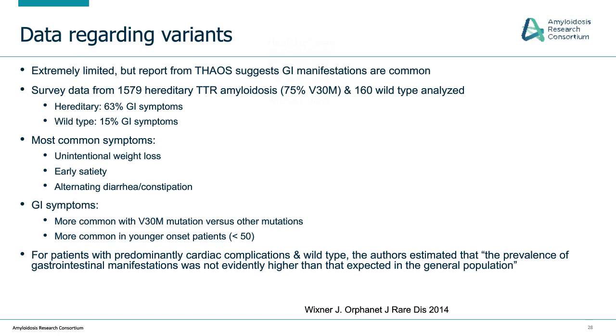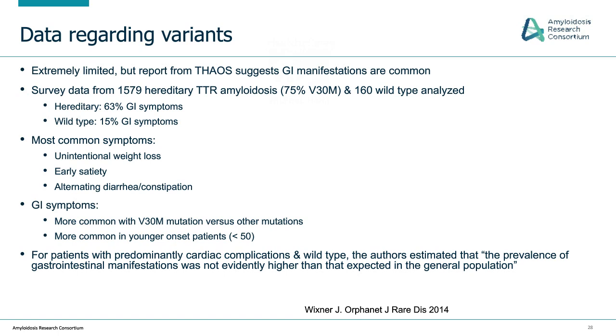What they found was that in the hereditary group, the bulk of them did have gastrointestinal symptoms, but in wild type it was only 15%. The most common symptoms were weight loss, a sense of getting full quickly, and then constipation and diarrhea. They felt that when they looked at the variant specifically, the B3rd-M type appeared to have a higher rate than some of the other ones. And this appeared to be most common in those under the age of 50.